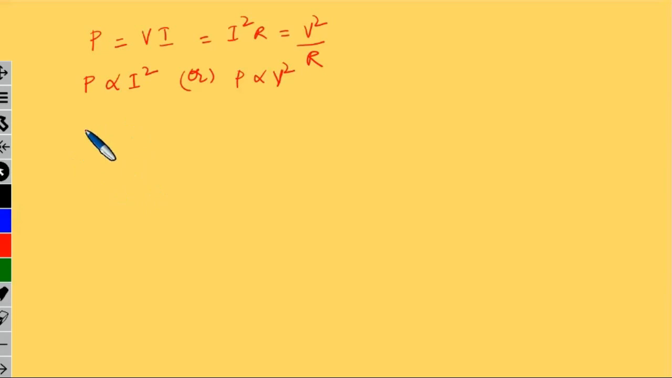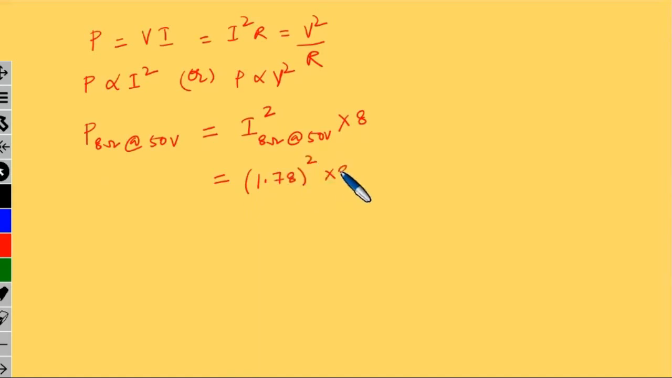First I am finding the power across the 8 ohm resistor using the 50 volt source. So the power of the 8 ohm resistor due to the 50 volt source is given by the current across the 8 ohm resistor due to the 50 volt source, squared, into 8 ohm, because that is the resistor. The value of the current is 1.78, so 1.78 square into 8 is 25.34 watts. The unit of power is watts. This is the power in the 8 ohm resistor due to the 50 volt source.